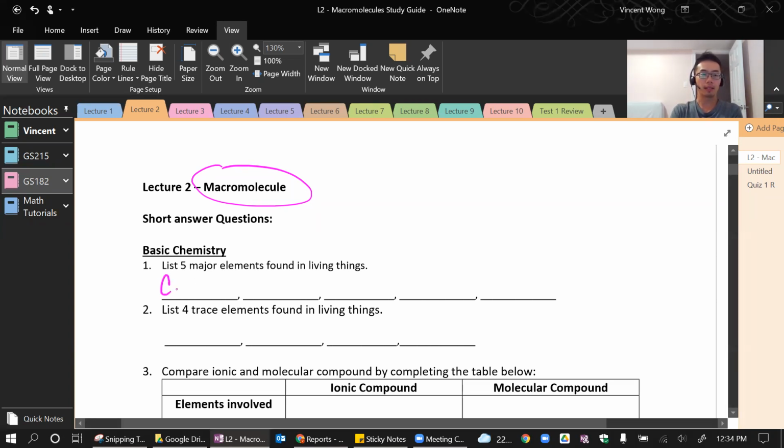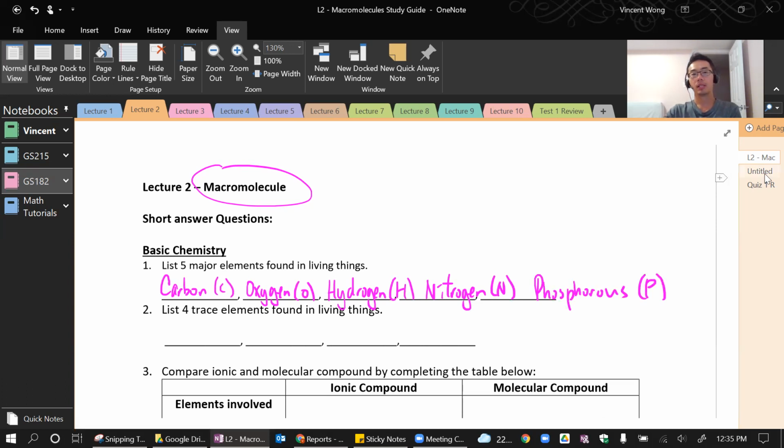And they are carbon. We have a lot of carbon. Oxygen. The chemical symbol is represented in the brackets. Hydrogen, nitrogen, and phosphorus. These are the elements that make up the bulk of what we are: all the proteins, all the lipids, and so on and so forth. These are the ones that are found in high percentage.